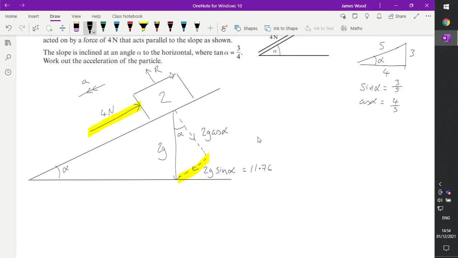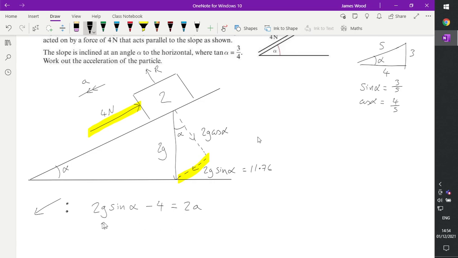Now let's actually calculate that acceleration. We're going to resolve down the slope. So resolving down the slope, I've got 2g sine alpha. Up the slope, I've got 4, so that's minus 4. And the reason it's negative is just because I'm resolving downwards as my positive direction. And that equals ma, so that's 2 times a.